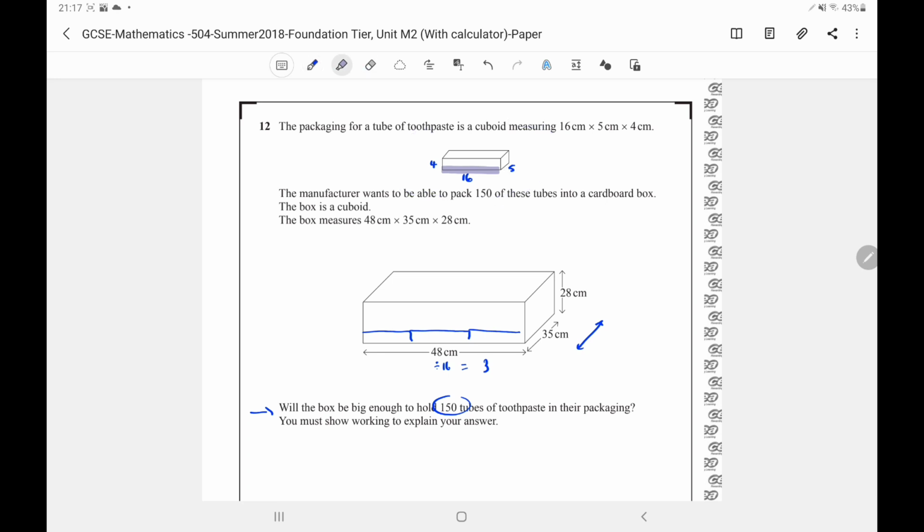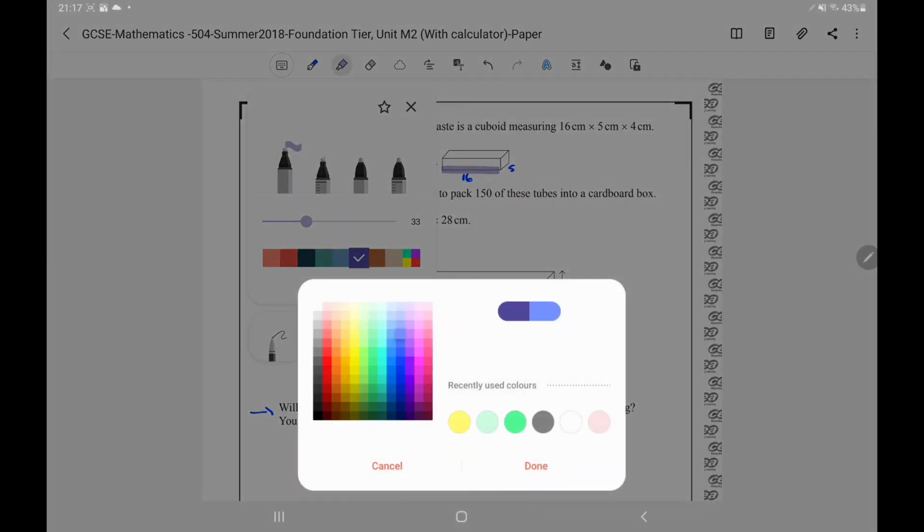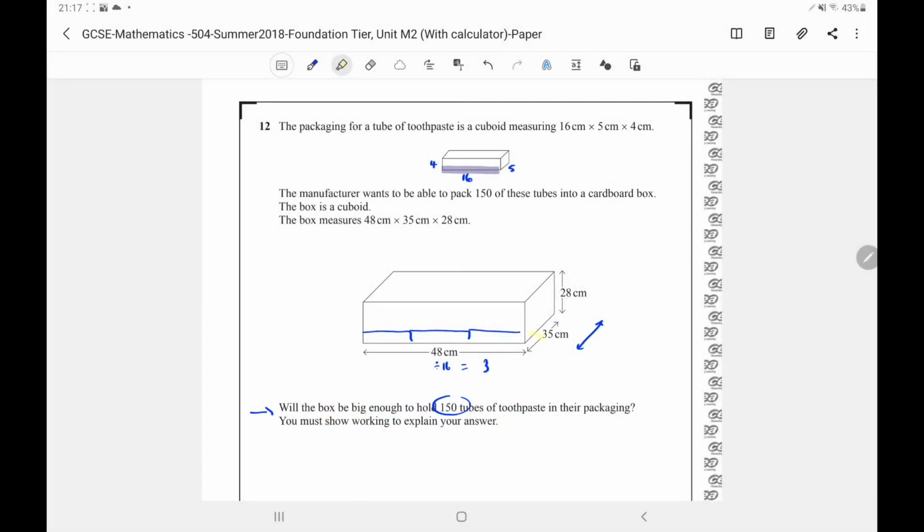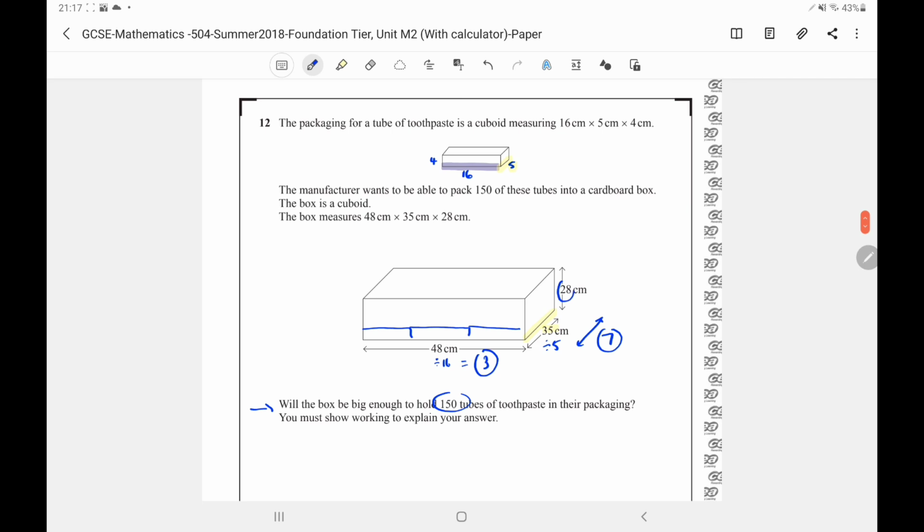So let's see how many we can fit going backwards. Let's change the colour to yellow. So this dimension here, it's 5 centimeters in the smaller box and 35 in the bigger box. So how many 5s are in 35? We'll do 35 divided by 5, you get 7. So you get 3 across the front. It'll be 7 deep. And let's see how high we can stack them. So the height of the big box is 28. The height of each box is 4. So 28 divided by 4 is 7.